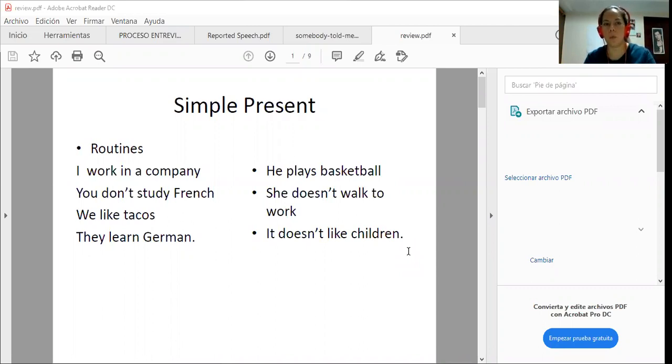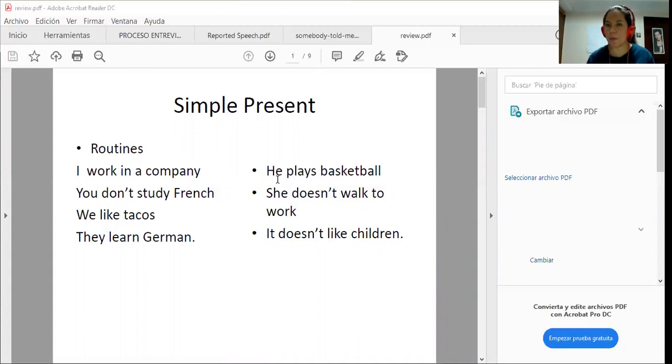Well, so the first one is simple present. We use this to talk about routines. And well, we divide them into two, okay? With these pronouns, we're going to use what? I, you, we, they. We use "I work in a company" if we want to say an affirmative sentence. If we want to say a negative sentence, we use, for example, "you don't study French." We use the auxiliary don't and the verb in base form.